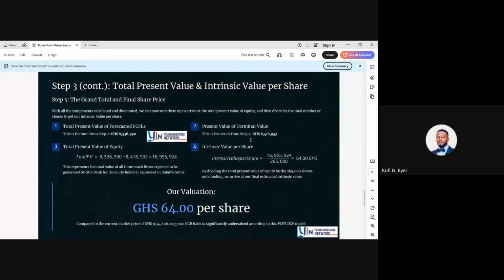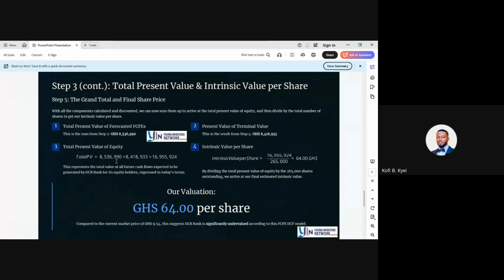Now we are going to the final stages. Okay, if you follow how I'm going about it, it looks very simple. It is the assumptions that make the difference. So at this stage, we have the total present value and the intrinsic value per share. This is the stage where you derive your figures.